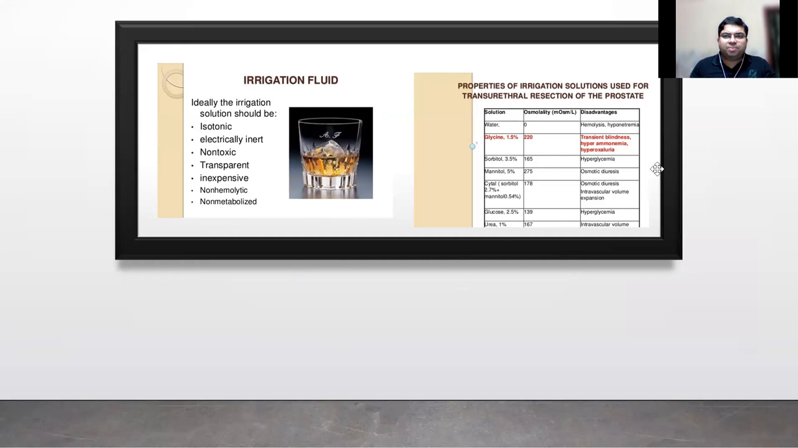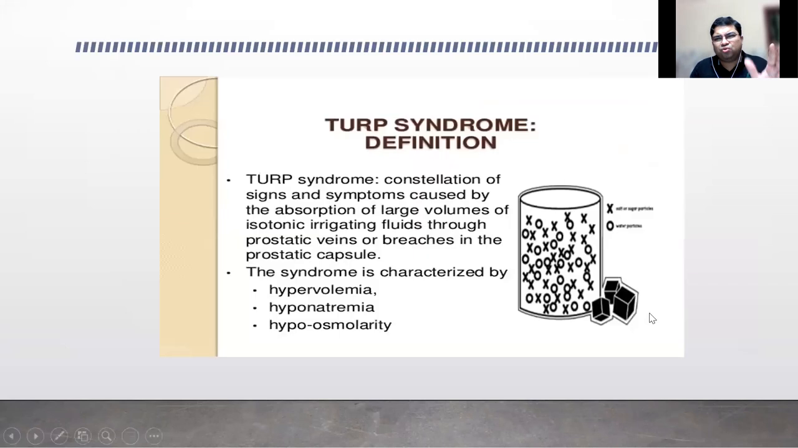Now, this is very important. What is TURP syndrome? If you take too much time, more than 1 hour, then there's a high chance that you will open up the prostate sinuses. So a lot of fluid will get sucked in. Even though glycine is isotonic or not very hypertonic, there will be suction because it's at a high pressure. It gets sucked into your blood, and it causes hypervolemia, dilutional hyponatremia and hyposmolarity. That causes a lot of problems.